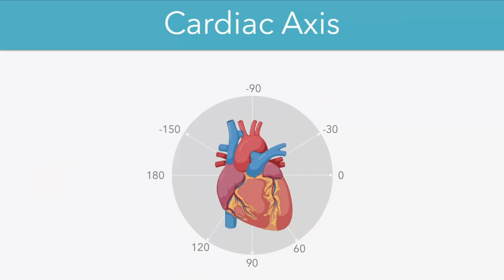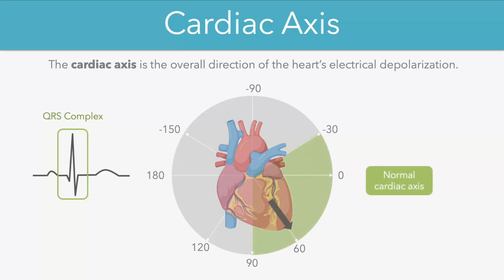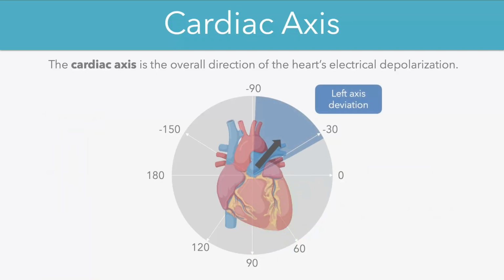Okay, so we've now had a look at the clinical context, the rate, and the rhythm, and the final part is calculating the cardiac axis. This can be defined as the overall direction of the heart's electrical depolarization, and we often use the direction of the QRS complex to gauge this. We can have different types of cardiac axes, and the normal range lies between -30 to 90 degrees.